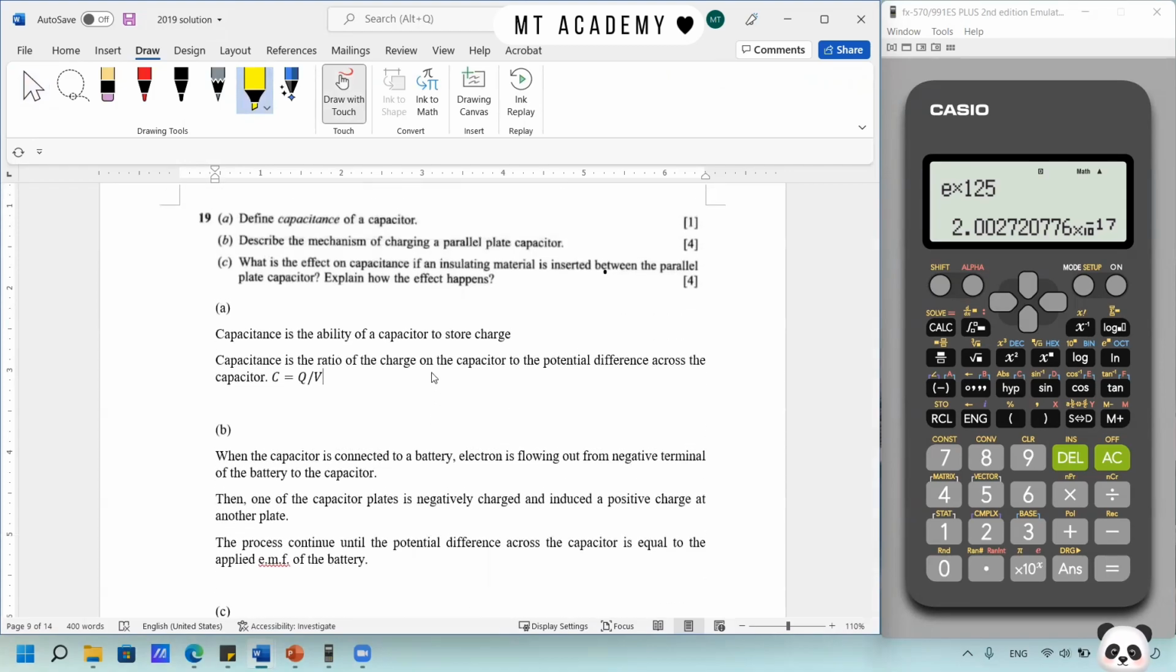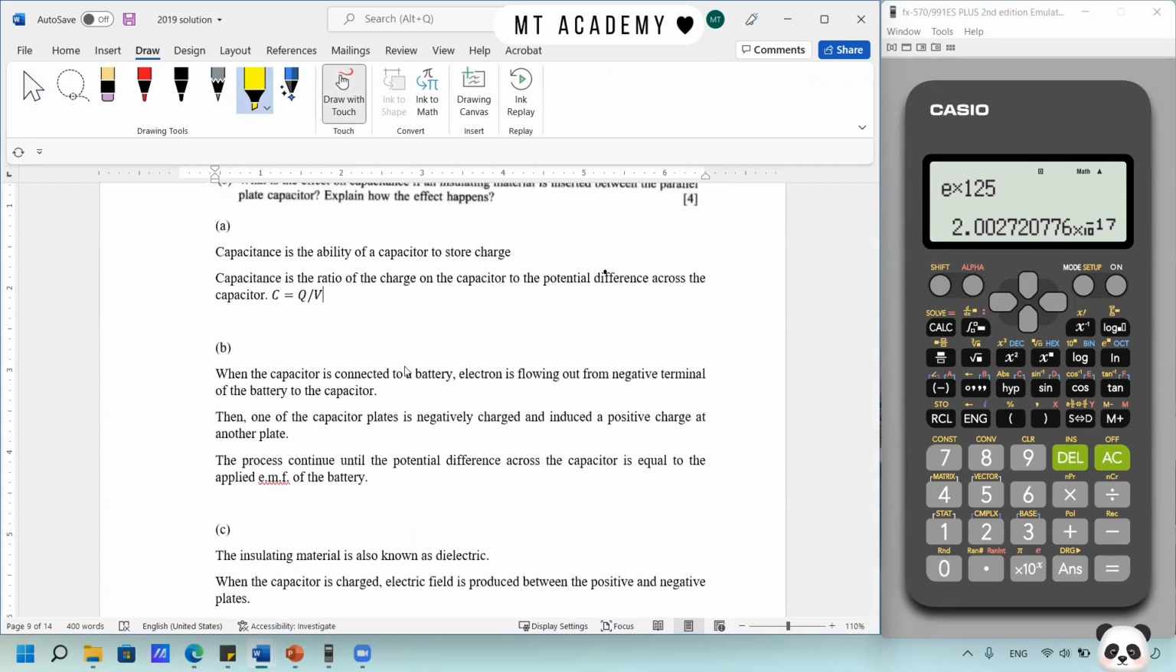Okay, so how is the charging process going? First, it is connected to a battery. We learned that electrons flow out from the negative terminal to charge one of the plates negatively. Then it will induce a positive charge on the other plate. This process continues until the potential difference across the capacitor is equal to the EMF applied.